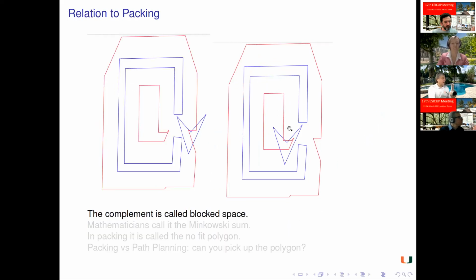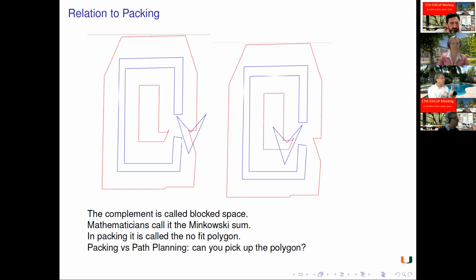So the free space is all the world plus this island, and the complement is the block space. As long as the center of the robot stays outside the block space, it doesn't overlap the obstacle. Mathematicians call this the Minkowski sum, and in packing, this was the famous no-fit polygon from the 90s. The difference between packing and path planning is that for path planning, you would say, oh, the robot can't get inside. But for packing, you would say, oh, look, there's a little island, a little hole in the no-fit polygon, so I can't actually pack this one polygon inside the other.